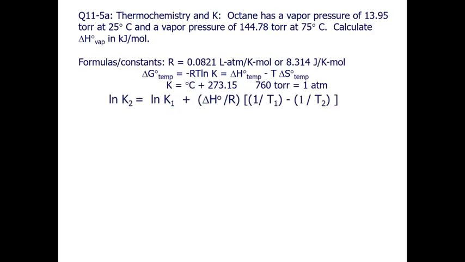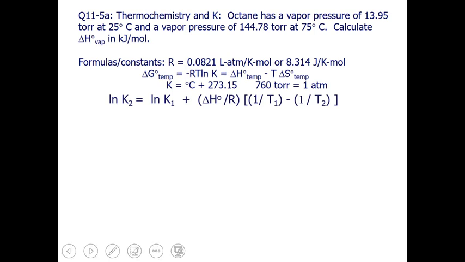So here is a question that uses that relationship. We are given that octane has a vapor pressure of 13.95 torr at 25 degrees Celsius and a vapor pressure of 144.78 torr at 75 degrees Celsius. And we're asked to calculate the change in enthalpy of vaporization in kilojoules per mole.